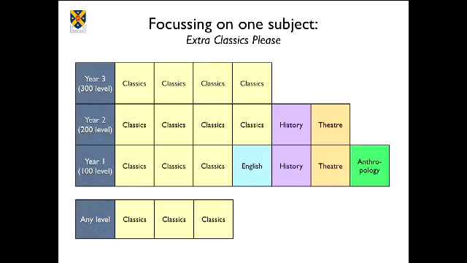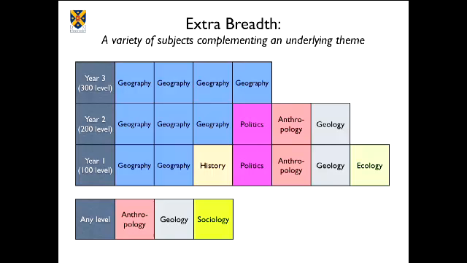Now, you might be a specialist of another sort. You might have one subject that you're very interested in, but a whole lot of other subjects that you think will connect up nicely with that subject. So here's another degree. This one's in geography. Again, it's a BA, of course, but this person's chosen just the minimum amount of geography, but then they've chosen a lot of other subjects that they think will work well with geography.